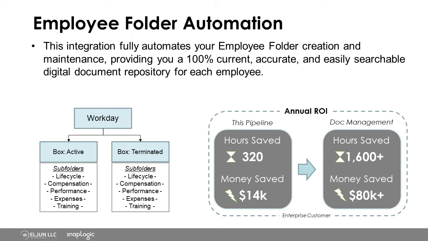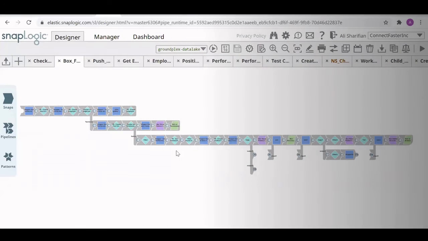So Ali, I'm going to kick it to you to talk about some of what's going on in the background with SnapLogic. Sure, yeah, sounds good. So here we have a pipeline that will essentially take in employee information from Workday and then create the relevant folder structure associated to that employee.